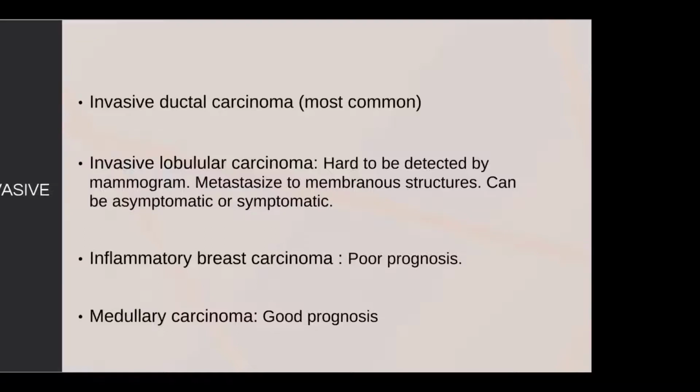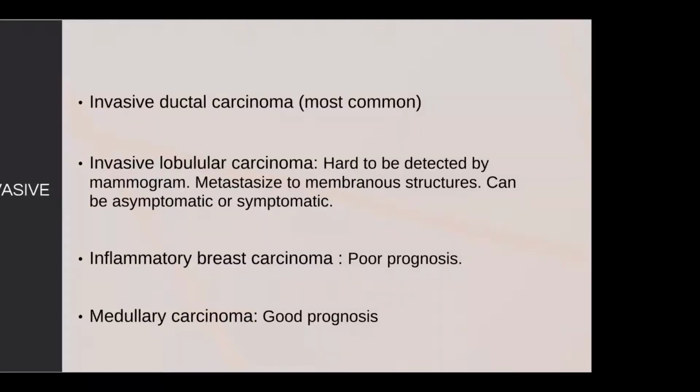It has a poor prognosis because it's rapidly progressive, and it's characterized by pain, erythema, peau d'orange, and the breast is diffusely enlarged because the cancer cells disseminate through the lymphatics. And lastly, we have the medullary carcinoma with good prognosis.